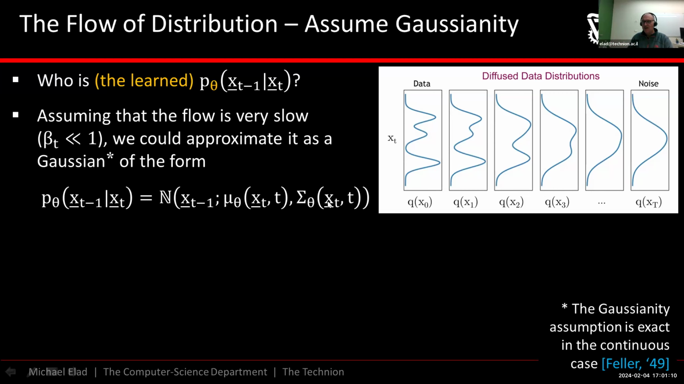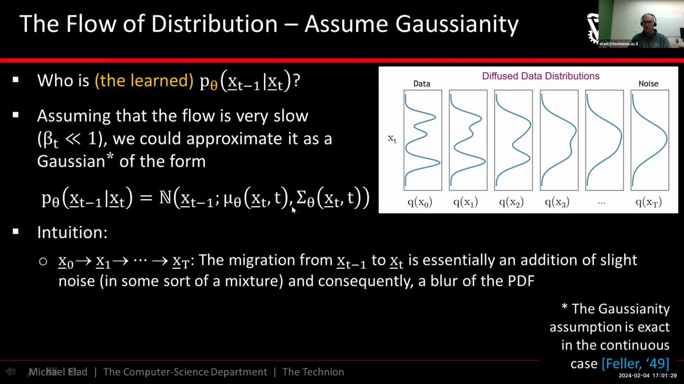The mean and the covariance depend on the known portions, so on xt, and they will try to come up with an explanation about how xt minus 1 is distributed. This is the Gaussian we are after. So learning is all about learning the mu and learning the sigma. Okay? Let me give you a little bit of intuition.